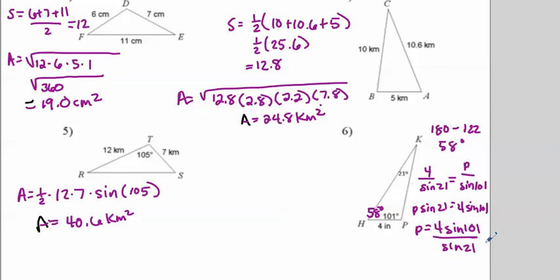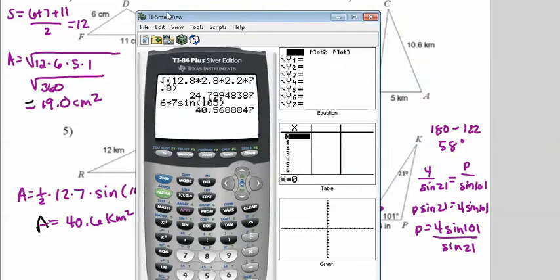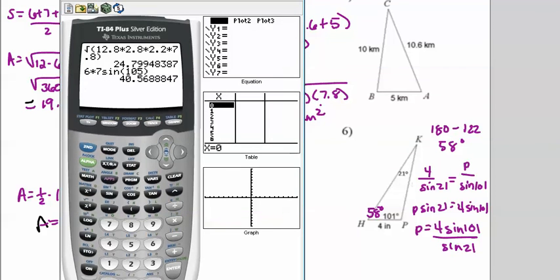So let's put that in the calculator. All right, let's clear out what's up there, and I have 4 sine 101, remember to close your parentheses, divided by sine 21, and I get 10.9, which rounds up to 11.